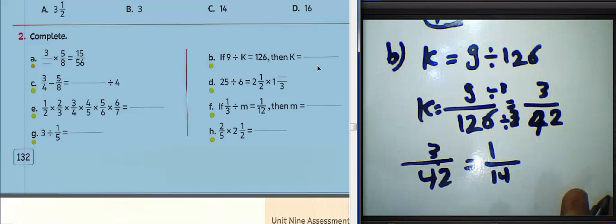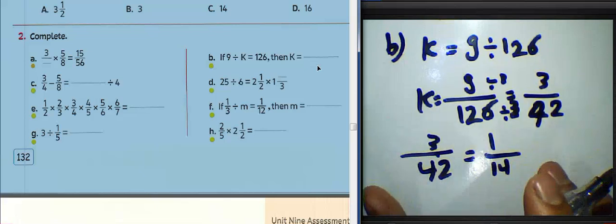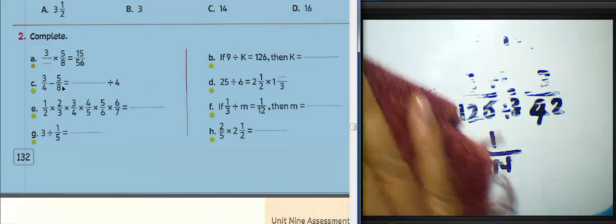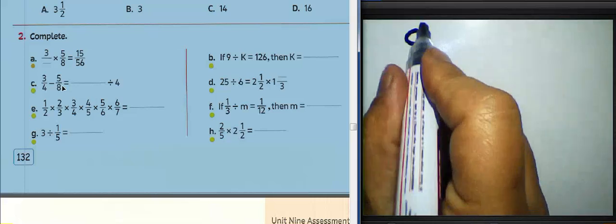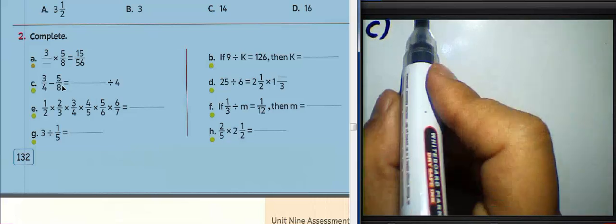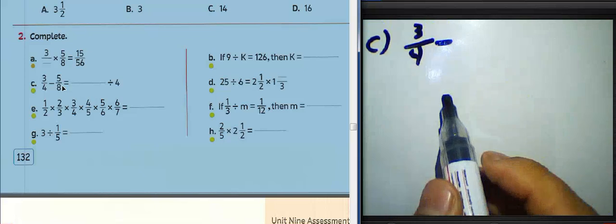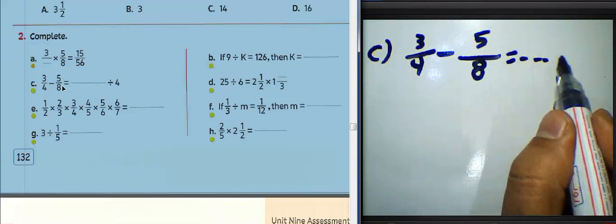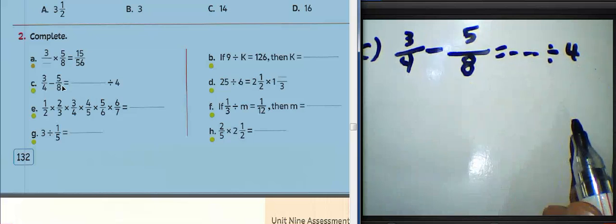Understood or not? Okay, about letter B, we must write 1 over 14 for this example. Question letter C: 3 over 4 subtract 5 over 8 equals space divided by 4. Who can solve this example?